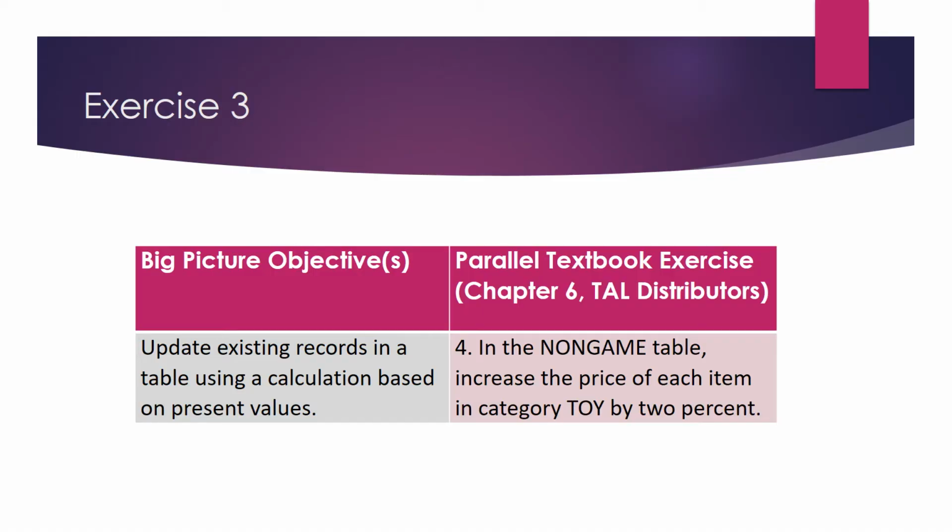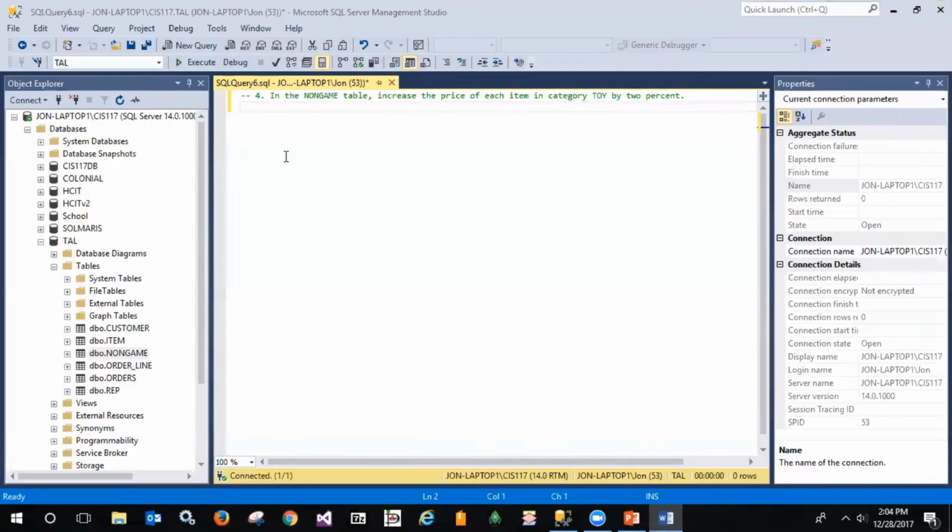Our exercise 3 big picture objective is to update existing records in a table using a calculation based on present values. Our third exercise uses TAL4 from the current chapter as a model. And the problem statement says, in the non-game table, increase the price of each item in category toy by 2%. So what we're trying to accomplish here is we're going to do a calculation on the current value of a row that we're updating. And we're only doing that for a specific filtered group, and that is where the category is toy. So before we start doing updates, let's do a select to make sure that our logic is correct in getting only those records that we want to modify.